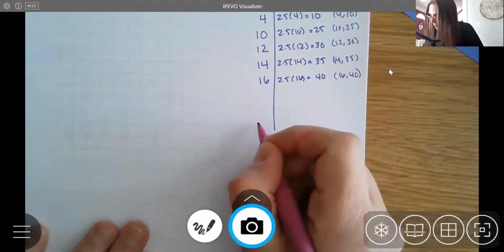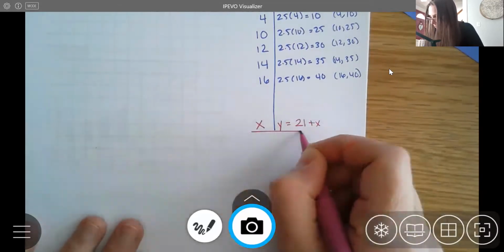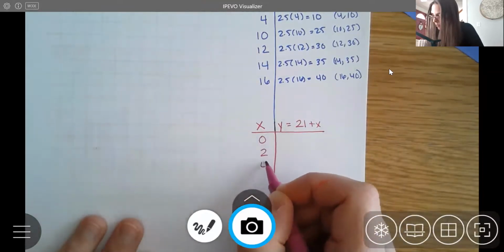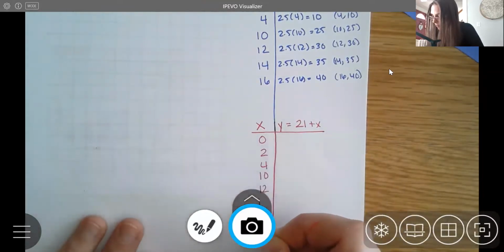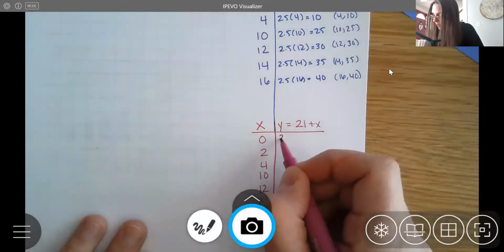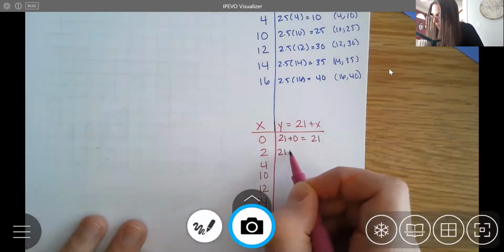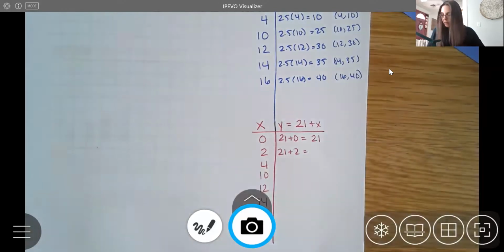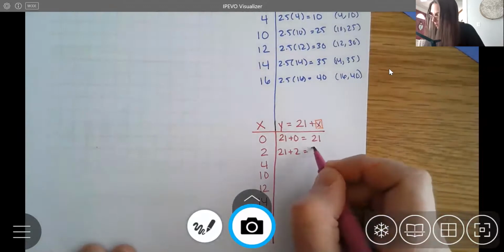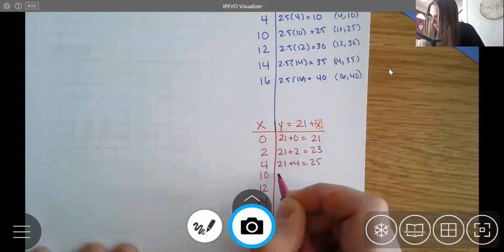And I have my X. My Y here is a different formula. It's 21 plus X. But I'm still going to plug in the same values: 0, 2, 4, 10, 12, 14, and 16. So for my Y value here, I have 21 plus 0, which is just 21. Then I have 21 plus 2. So again, I'm filling in for my X each time, which is 23. Then I have 21 plus 4, which is 25.